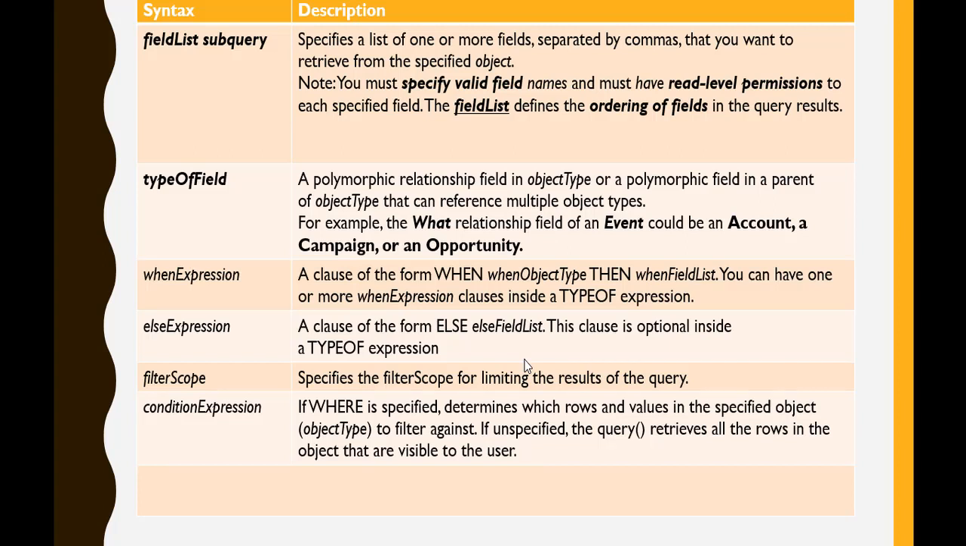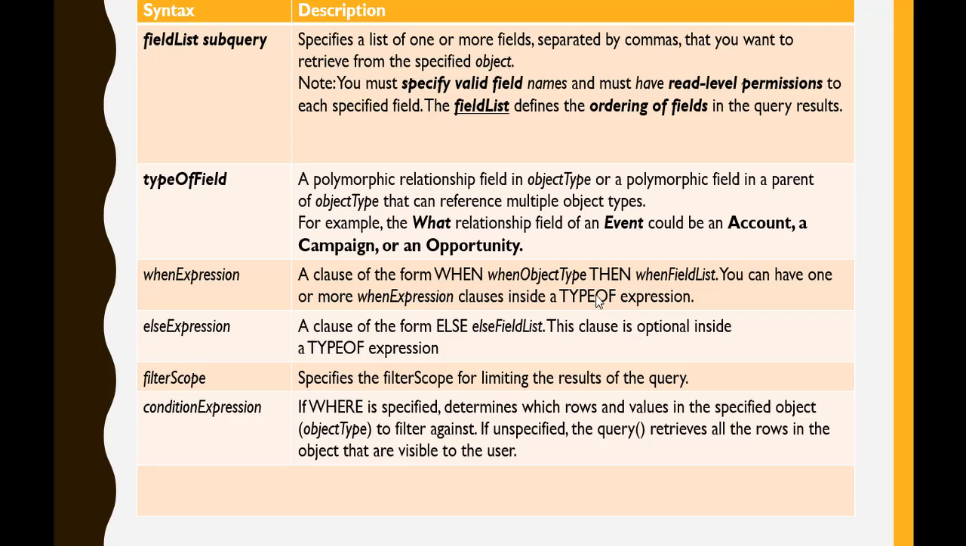This is a polymorphic relationship field in the object type, or a polymorphic field in a parent of object type, that can reference multiple objects. So for example, let's say there is a relationship field called What, which is available in the Event object. This event can be an account event, a campaign event, or an opportunity event. So it can be any of these.